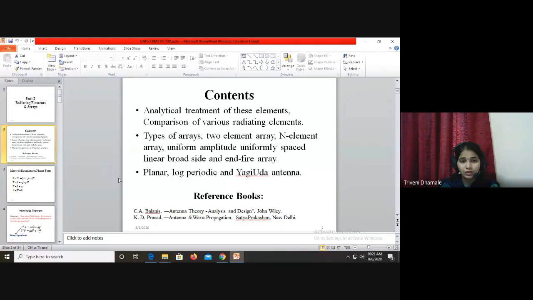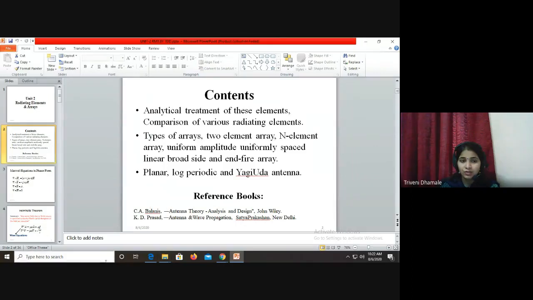Now this unit number 2 is totally analytical, and a number of derivations are there. There is analytical treatment of these elements, that means types of antenna, and how E field, H field and resistance are calculated, and the comparison of these. The next point is types of arrays: 2-element array, n-element array, uniform arrays, broadside array, end fire array. In this unit also planar, log periodic and Yagi-Uda antenna. This is the syllabus for this unit number 2.